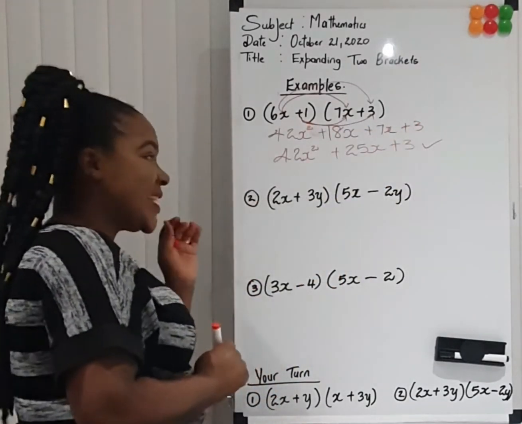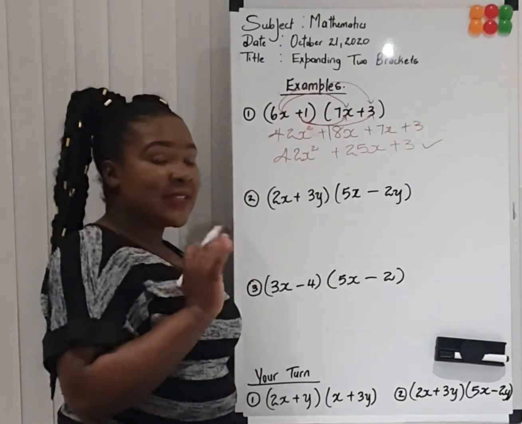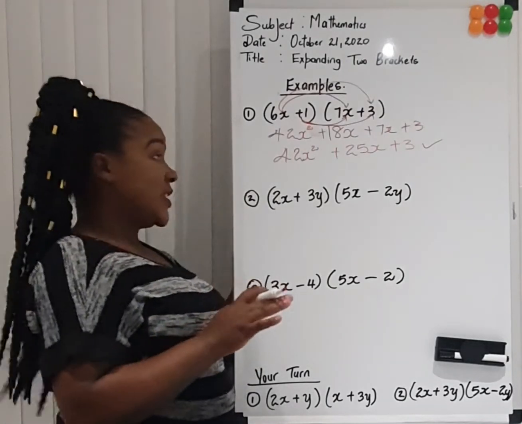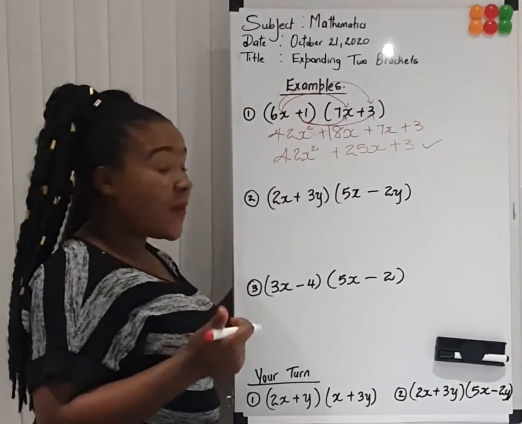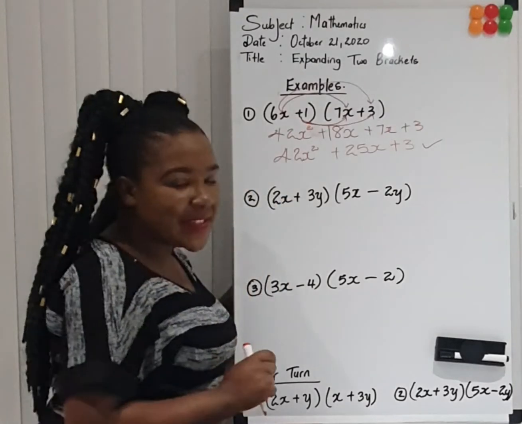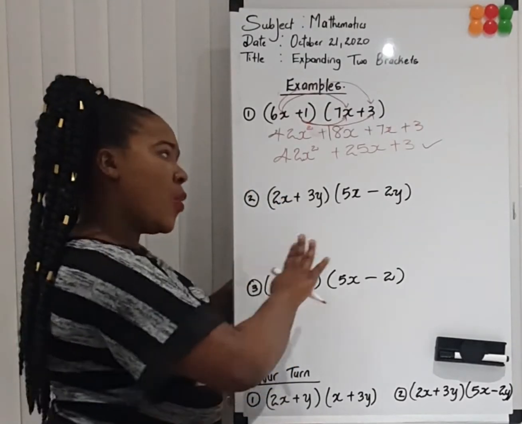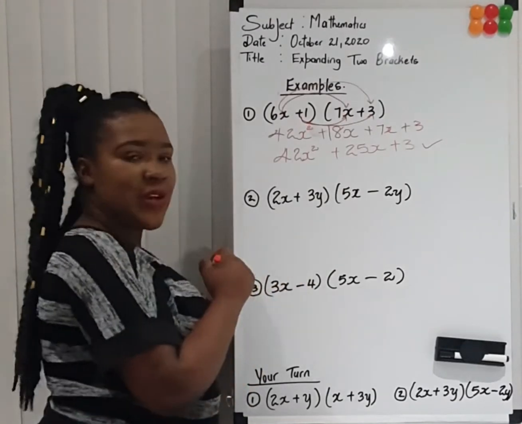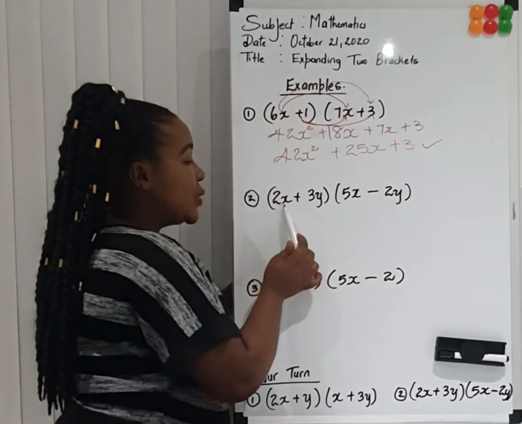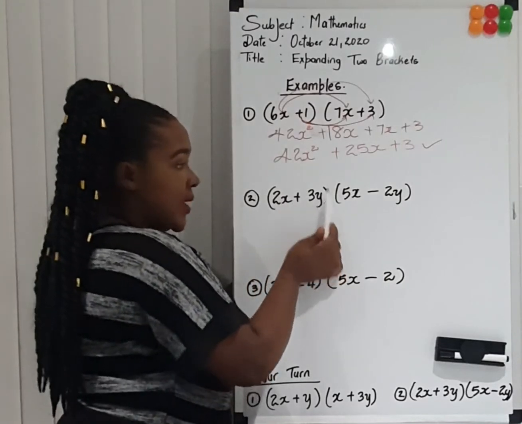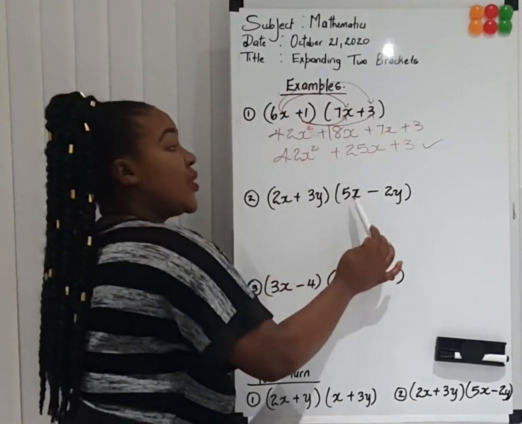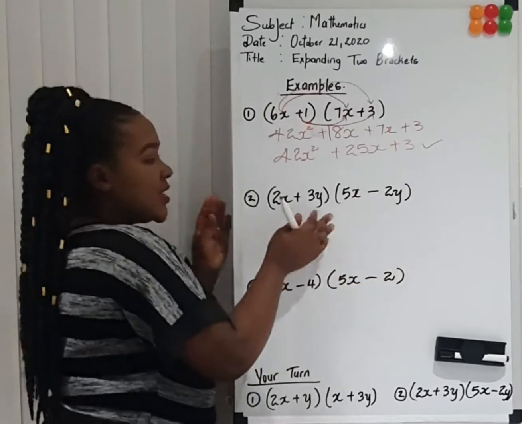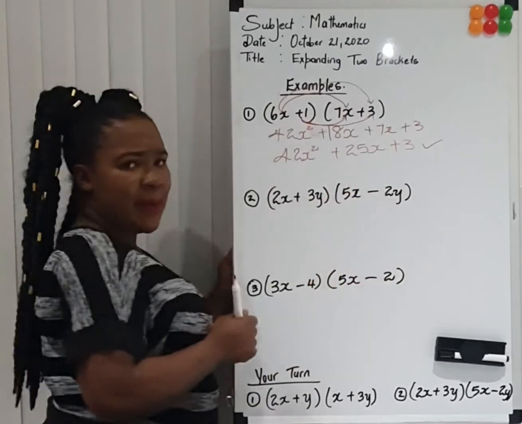Good. Let's get to number 2. And if you want to test yourself to see if you have mastered the skill, pause the video, work on number 2, and then press play. Let's go with number 2. We have 2x plus 3y in a bracket times 5x minus 2y. So it's this bracket multiplying that bracket.